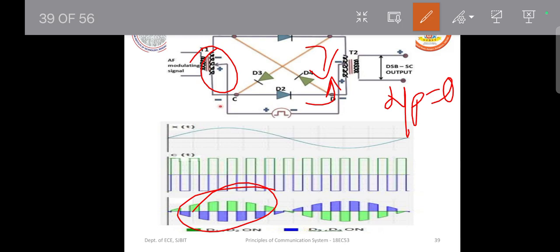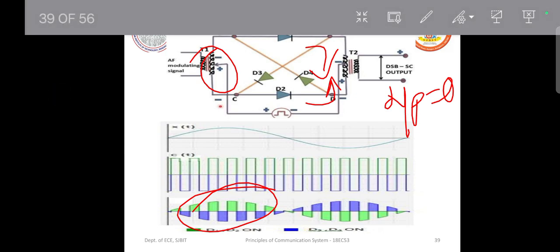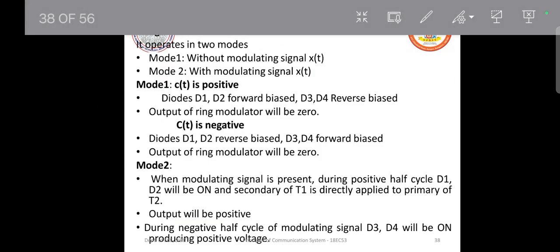So this shows the operation of a ring modulator. I hope you understood how it works. During the negative half cycle, the other two diodes come into the picture, which again produces the positive voltage, but in the other direction, which makes it negative.